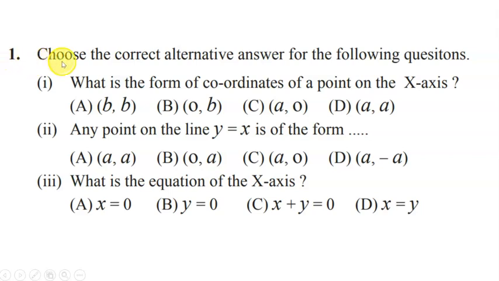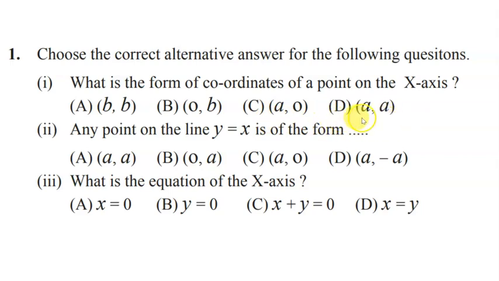First question: choose the correct alternative answer for the following questions. What is the form of coordinates of a point on x-axis? आपल्याला माहिती आहे की on x-axis y coordinate is 0. ओके, आता (b, b) हा पॉइंट, this is in the first quadrant. (0, b): here x is 0 and y is b. This point is on the y-axis. Next option, (a, 0). Here x coordinate is a, y is 0. This point lies on x-axis and hence option C is correct here.